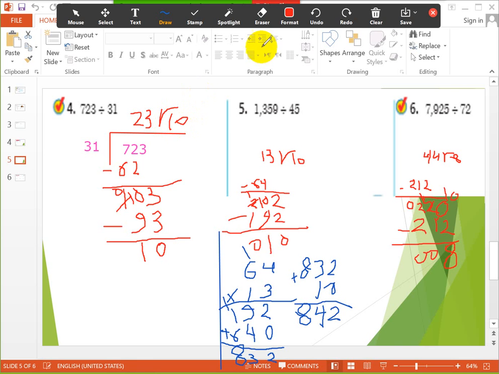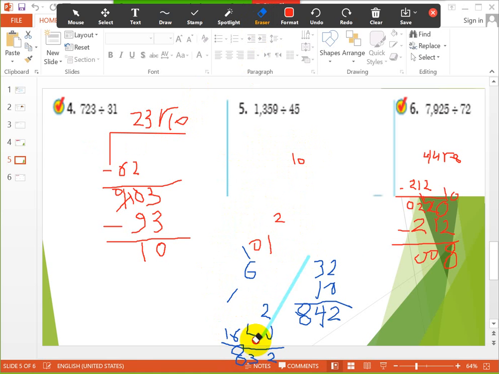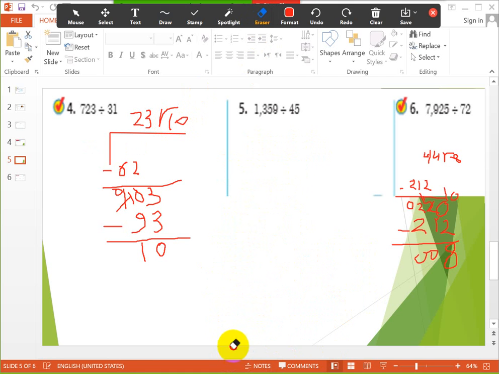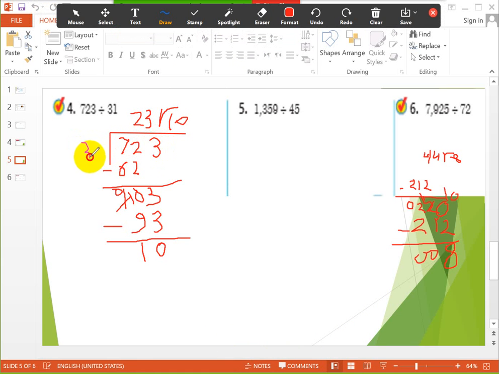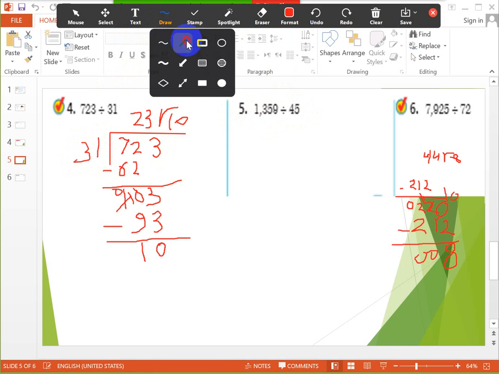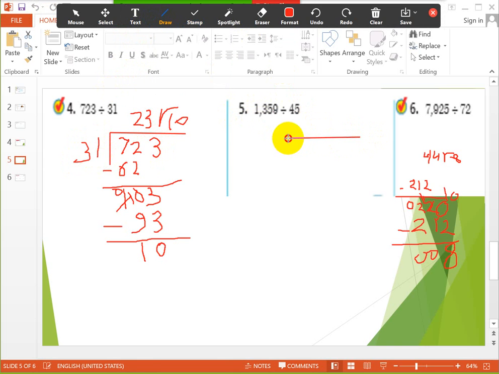Okay, now I will erase this, and okay, I will erase this. Now I want to divide 1359 or 959 divided by 45. Let's divide the numbers.